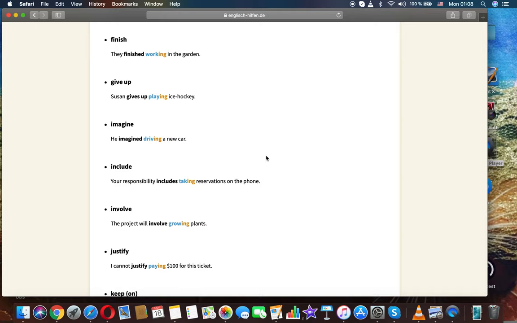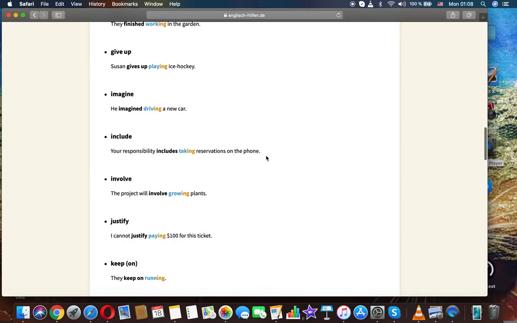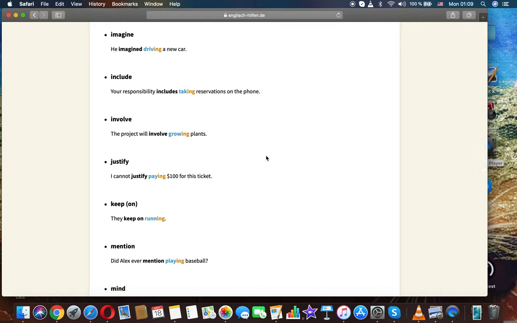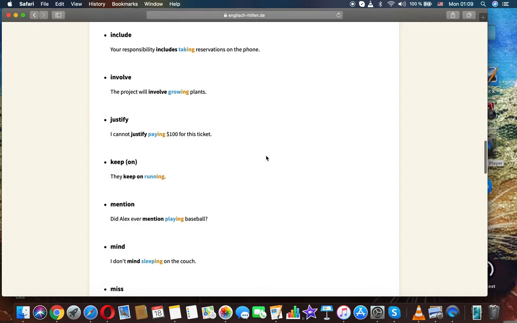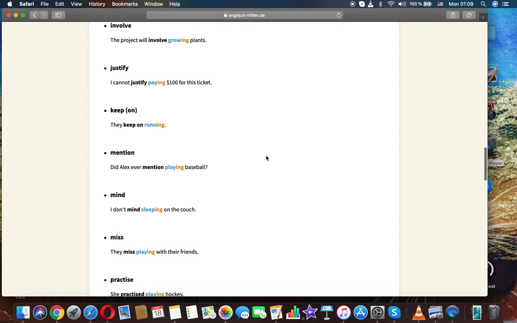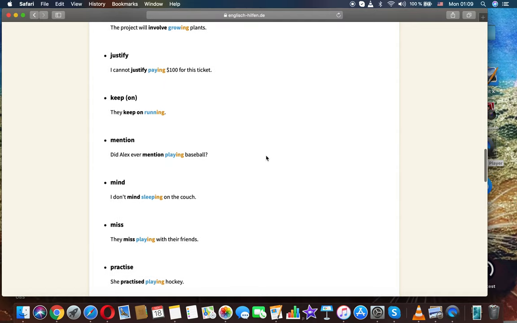Imagine. He imagined driving a new car. Include. Your responsibility includes taking reservations on the phone. Involve. The project will involve growing plants. Justify. I cannot justify paying $100 for this ticket.